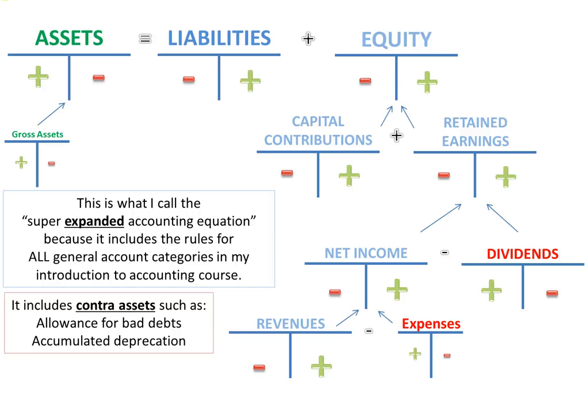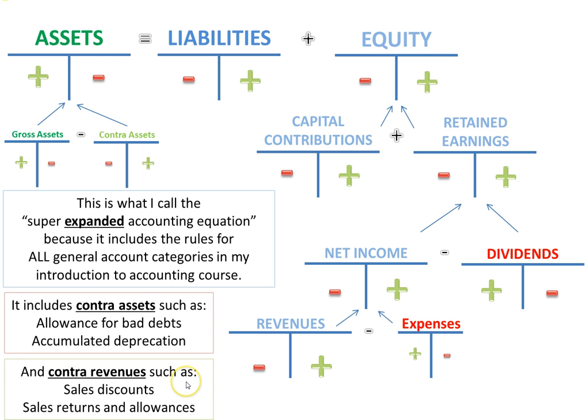It includes contra assets, contra meaning opposite, such as allowance for bad debts and accumulated depreciation. You can see that we deduct whatever the balance is in the contra assets account. So as we increase contra assets, that increase in contra assets will serve to reduce assets on the balance sheet.